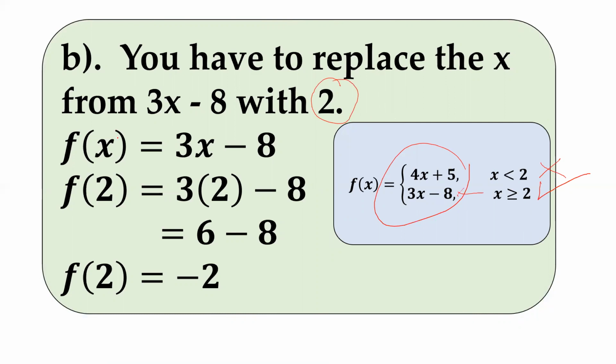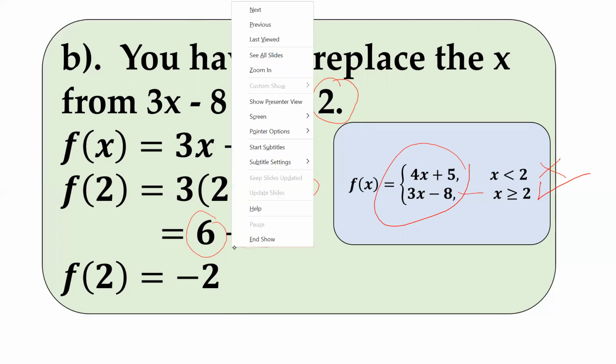That's why we will copy the given f of x is equal to 3x minus 8. And then we have to replace the x with the given replacement value 2. Therefore, this would become f of 2 is equal to 3 times 2 minus 8. Just bring down the minus 8. Perform the operations. We have 3 times 2, that would give us 6. And then we have to bring down minus 8.